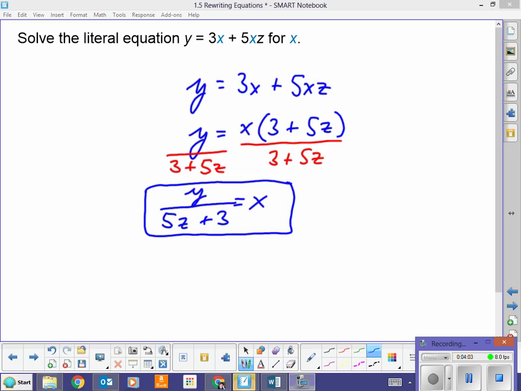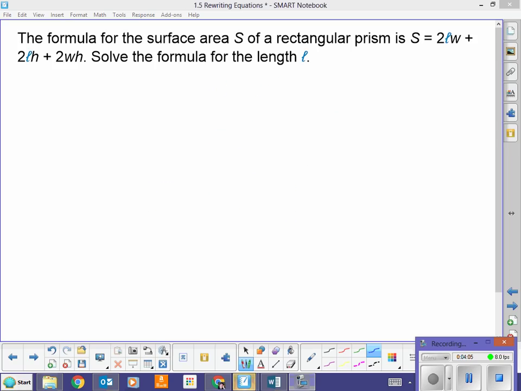Let's take a look at what's next. Oh, they give us a formula. Formula, literal equation, really the same kind of thing. The formula for the surface area, S, of a rectangular prism is S, surface area, equals 2LW plus 2LH plus 2WH. Solve the formula for length L.